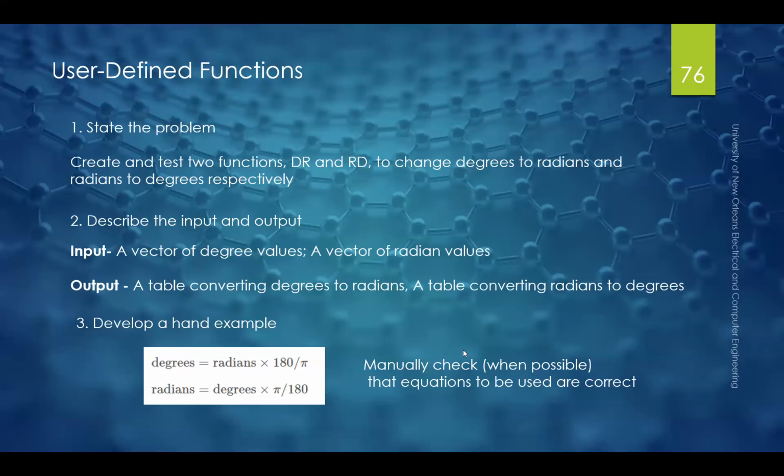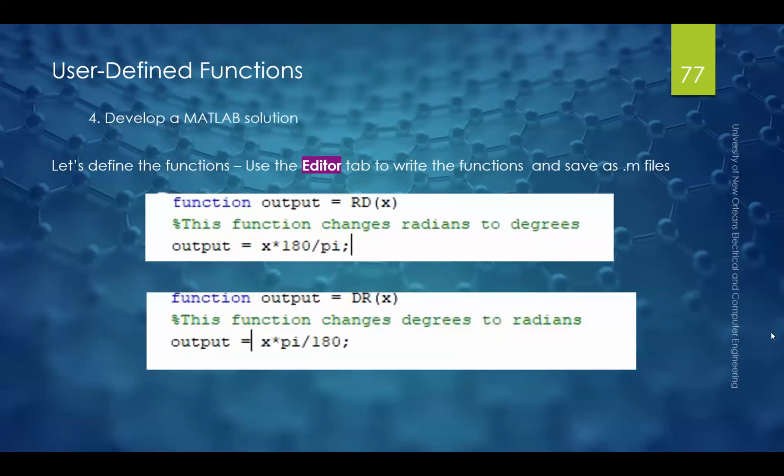So that's step number 3. Step number 4 is we finally develop the MATLAB solution. And the MATLAB solution is then just simply says, well, let's use the function name to define the function that we want. And the way you do it in MATLAB is if you go into the editor tab, the editor tab is going to be one of those tabs available in MATLAB.